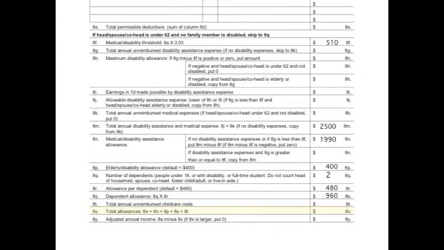On 8X, your total allowances, you should have come up with an answer of $3,350. Next, on 8Y, it's time to calculate the adjusted annual income. The form tells us to take 8A minus 8X. Go ahead and calculate your adjusted annual income. On 8Y, the adjusted annual income, we should have an answer of $13,650.